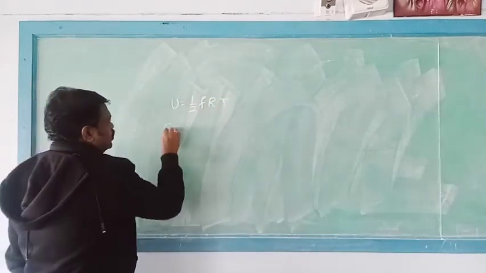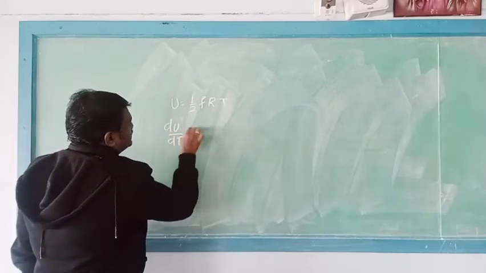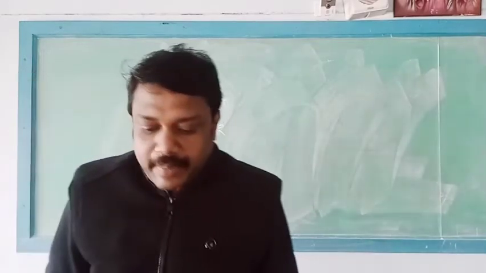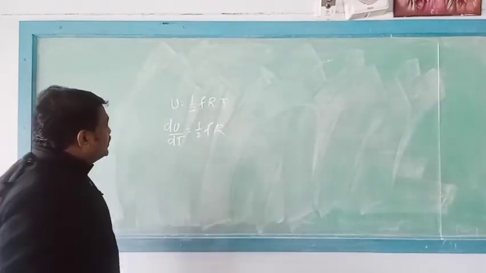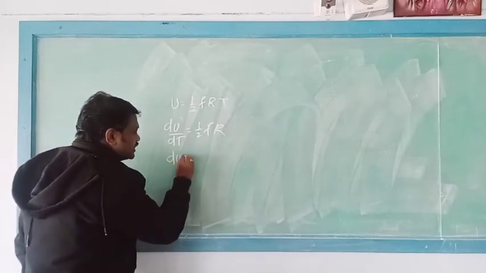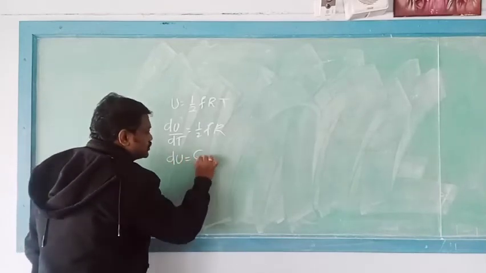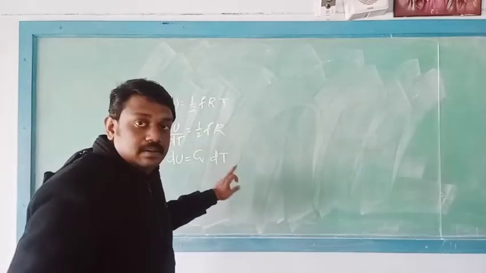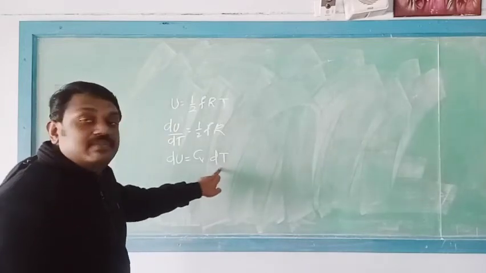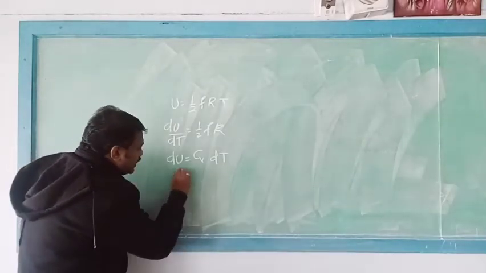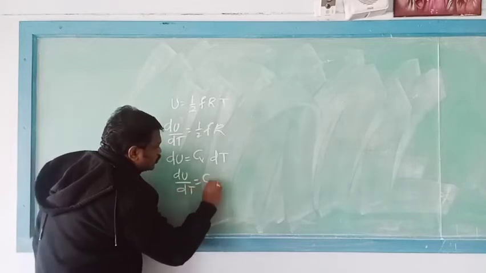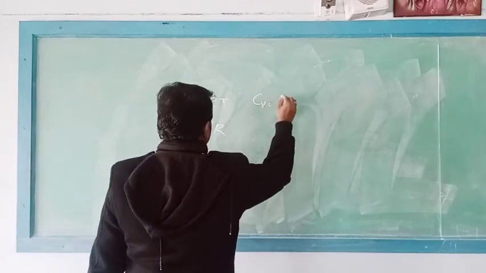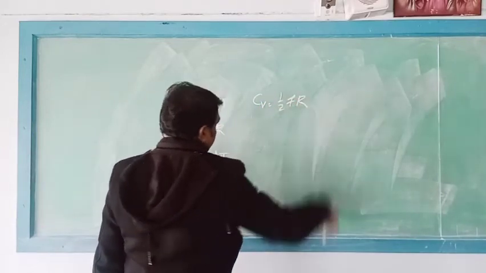Differentiate with respect to T. So dU by dT is equal to 1 by 2 FR. And you know, the change in internal energy is equal to Cv into dT, from the first law of thermodynamics. So dU by dT is equal to Cv. So Cv is equal to 1 by 2 FR.